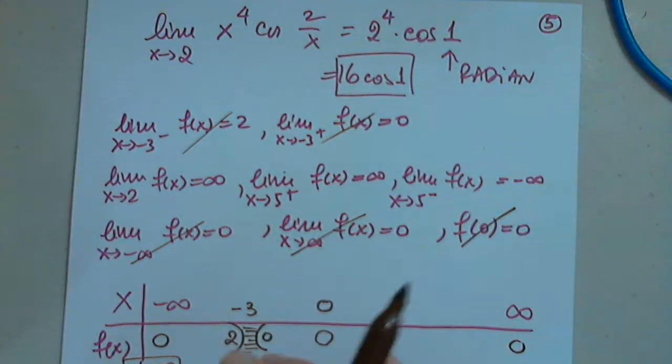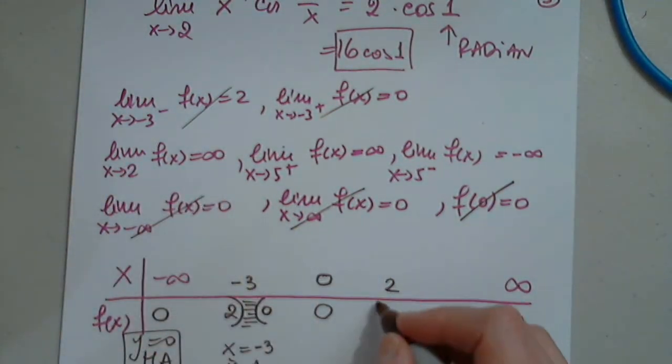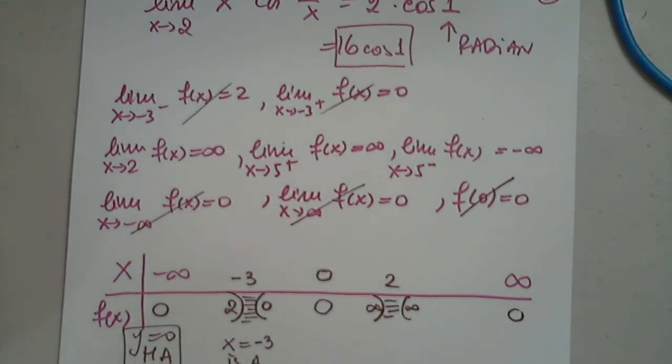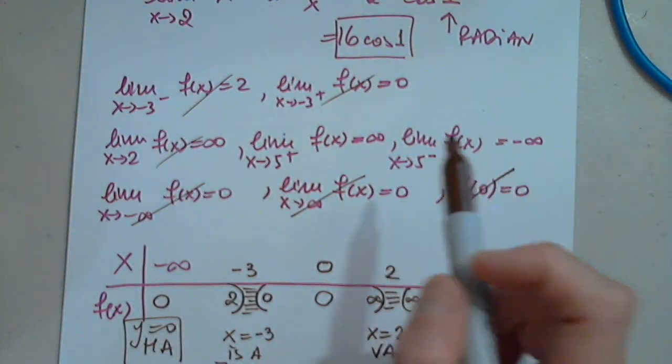It would have been a hole if these were the same number, either 0 and 0, or 2 and 2. So this is a jump discontinuity. Then at 2, both sides are infinity. I decide not to put a point there, because I can't in this particular case. So I'll say x equals 2 is a vertical asymptote.